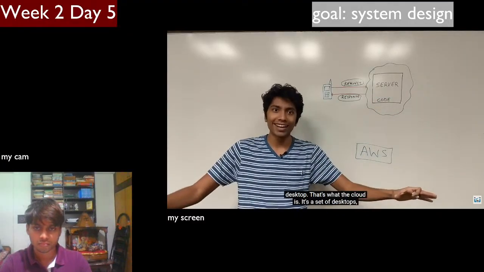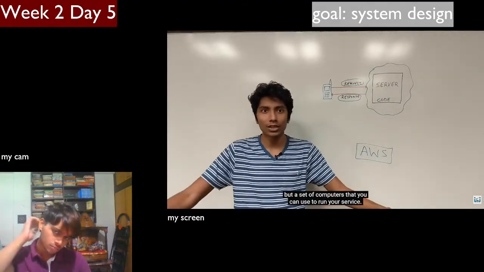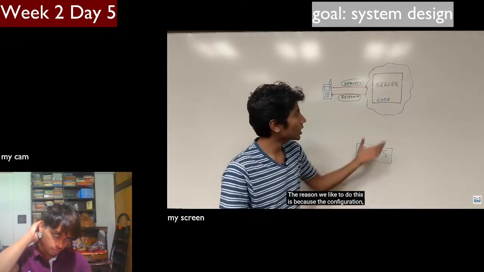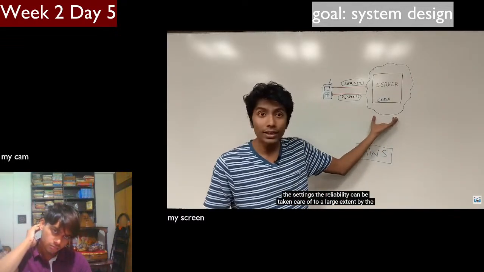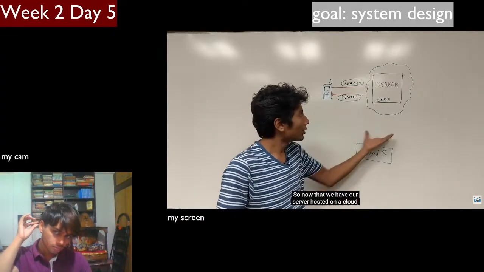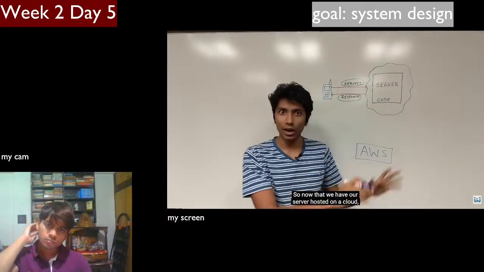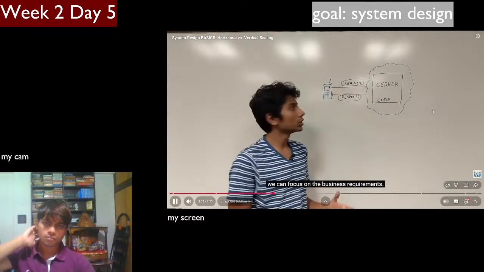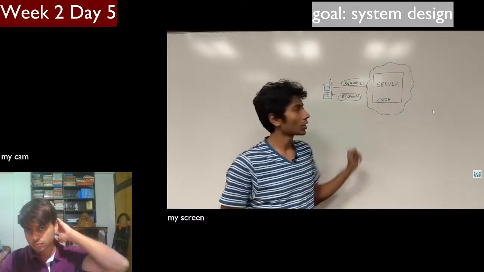It's a set of desktops, not necessarily desktops, but a set of computers that you can use to run your service. The reason we like to do this is because the configuration, the settings, the reliability can be taken care of to a large extent by the solution providers. So now that we have our server hosted on a cloud, which is basically some computer that we don't know about, we can focus on the business requirements.